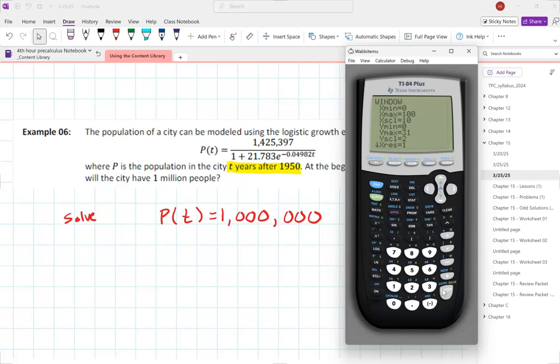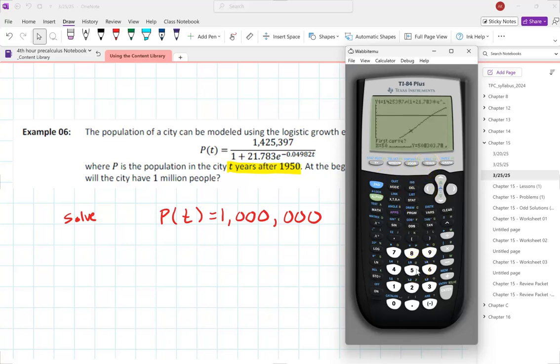Now for my y's, I'm going to use my two asymptotes, right? So one asymptote is y equals 0. So that looks good. My second y asymptote, or horizontal asymptote, is y equals 1,425,397. That's too many different numbers to type in. I'm just going to type in 1.5 million. And then I'm just going to hit graph and take a look here. So there's my logistic curve. There's my line for 1 million. Sweet.